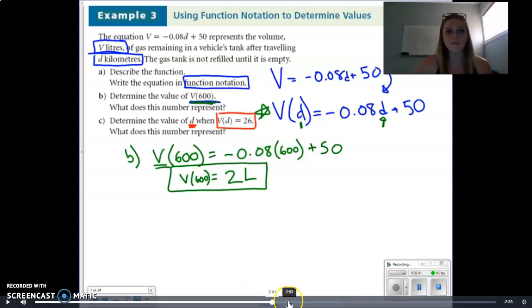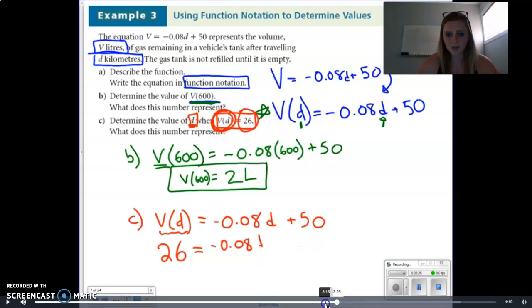The other type of solving question in this lesson is part C, and it says determine the value of D when V of D equals 26. So that's not the same as part B. There are 2 different types of questions here. The first one is that you put the 600 in where you saw D and you solved it all on the right-hand side. This type of question is completely different. You want to know when the volume is 26. If you have 26 liters left in your gas tank, how many kilometers did you go? So it's the other way. It's kind of backwards.